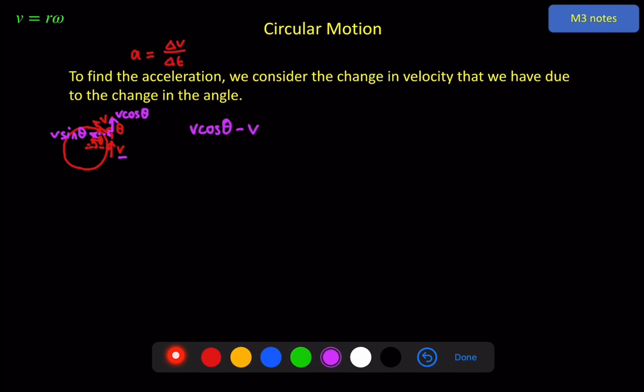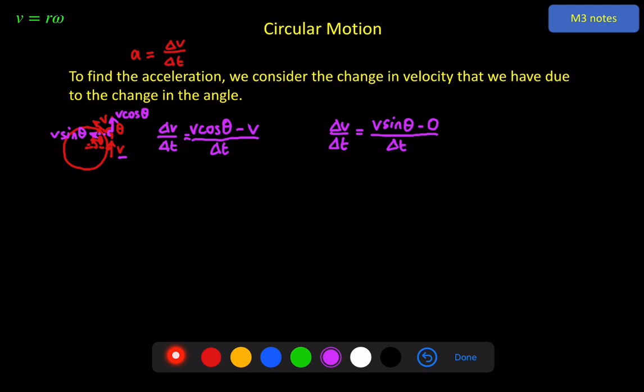minus v, to get the change in v divided by the change in t. And the second is the same thing here, change in v divided by change in t, but for this component it's v sine theta minus 0, because initially there is no component of the velocity radially. The tangential velocity obviously is all going in the direction of the tangent.